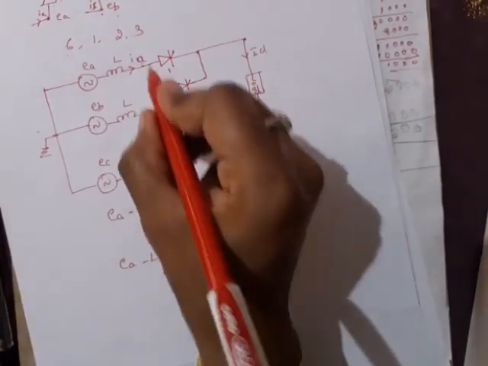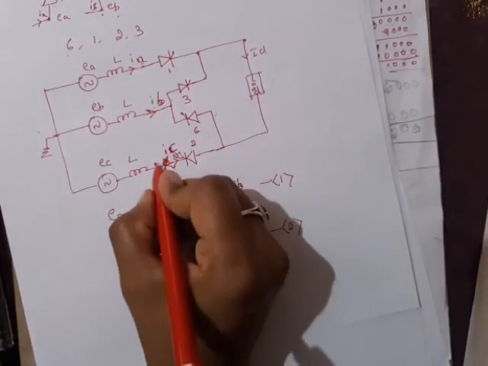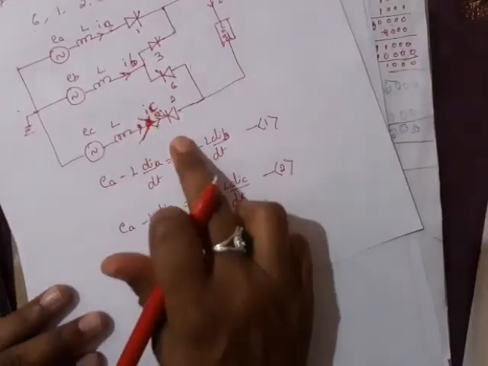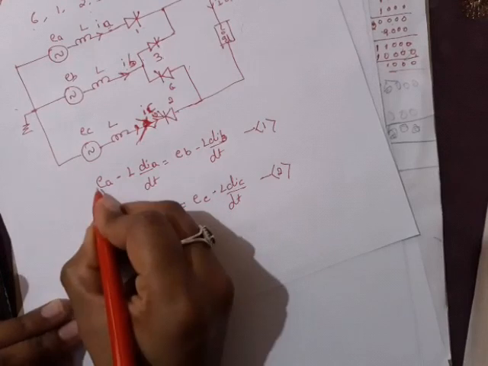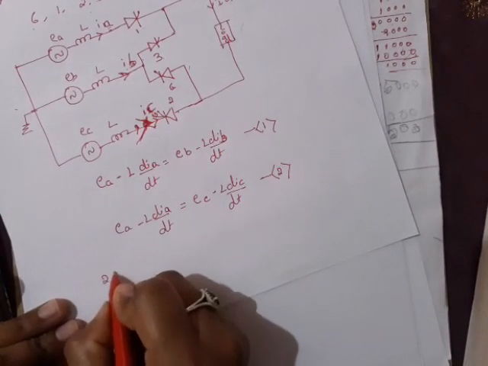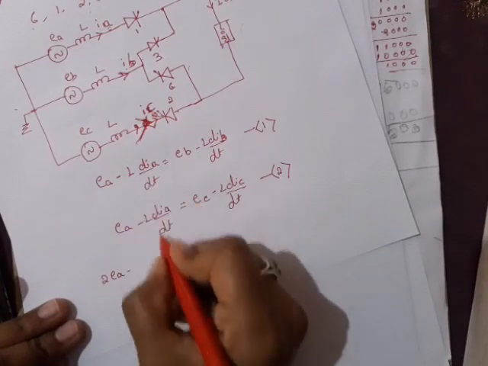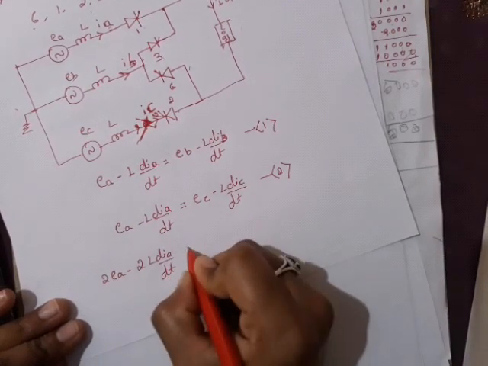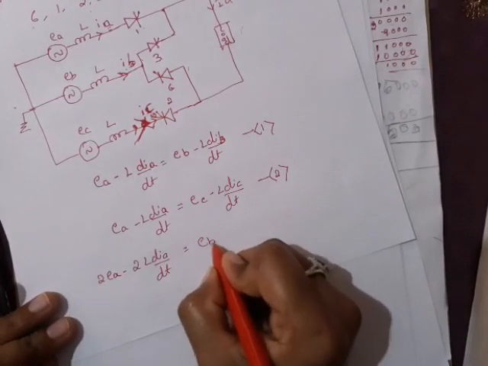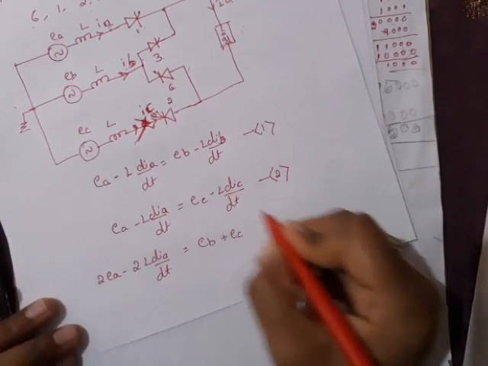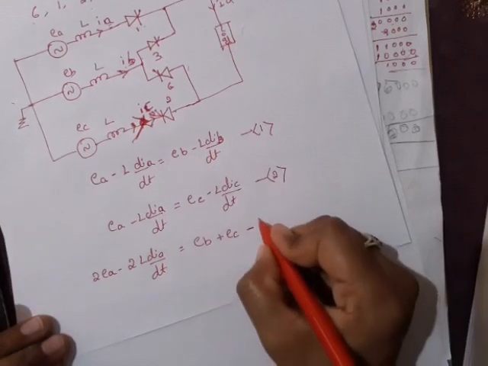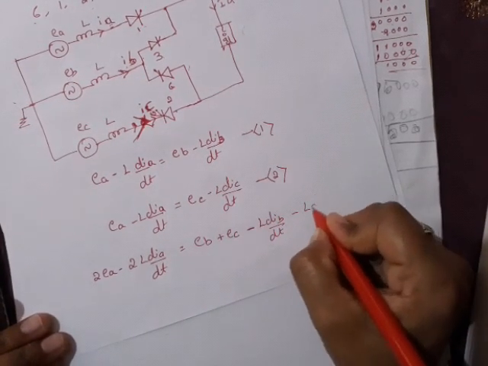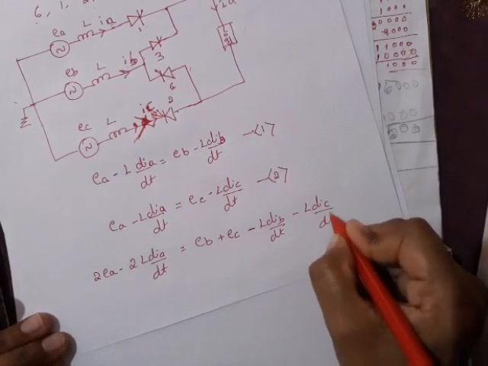Okay. So this is IA current, IB current, IC current. IC is also in this direction. Okay. So just add these two equations. EA plus EA, 2EA minus 2 times L into dIA by dt is equal to EB plus EC minus L into dIB by dt minus L into dIC by dt.